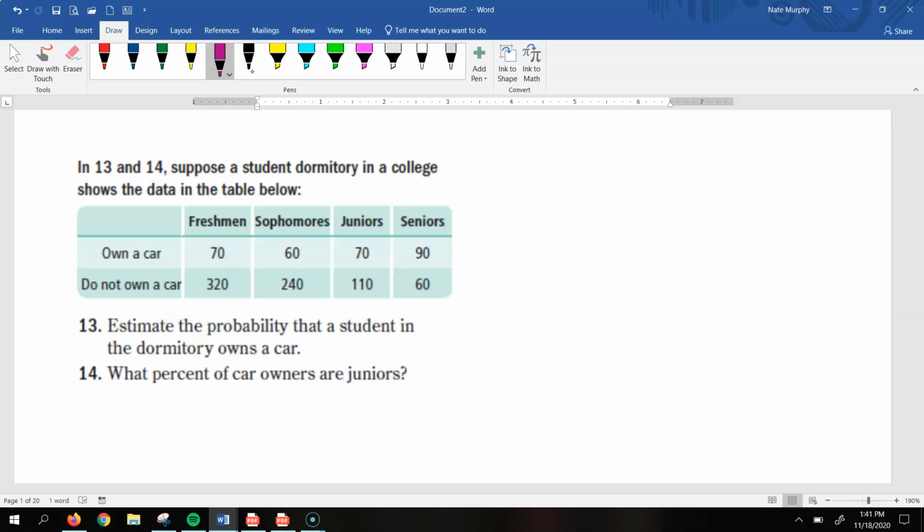So out of all the students, what's the probability that they own a car? We're going to have to find a couple of totals here. Poof! Just like magic, we got our totals there. I didn't want to waste your time by plugging in those numbers, but you could have found those totals. We're going to need these to answer these questions.